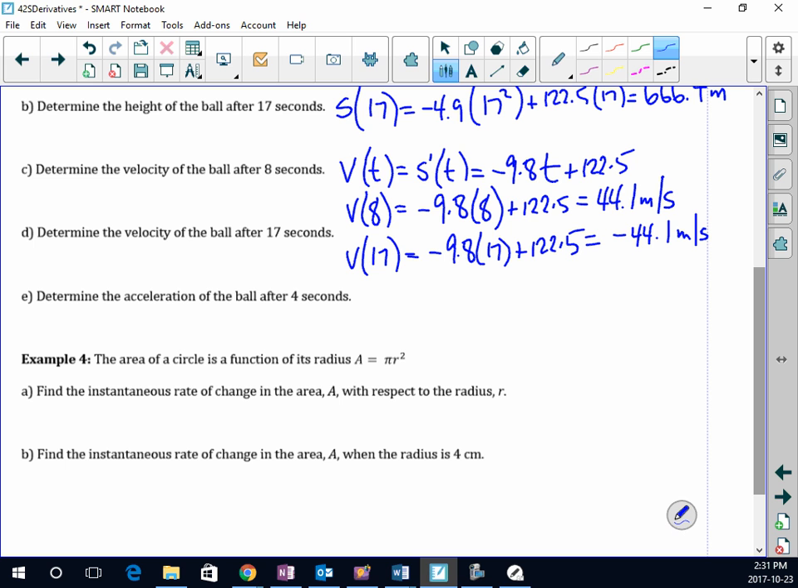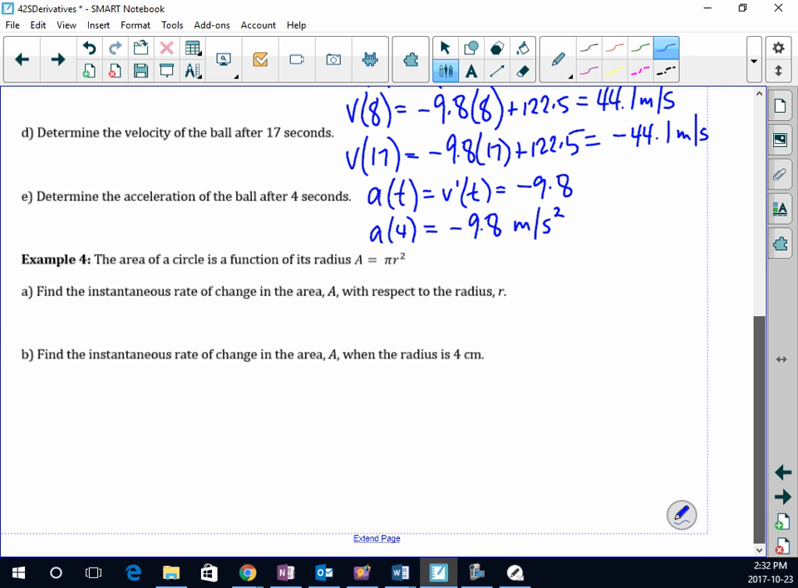So determine the acceleration of the ball after 4 seconds. What do we have to do to find A? You have to find another derivative. So that's going to be V prime of t. So what do I get there? Negative 9.8. Does that make sense to you that you would get negative 9.8? That's gravity. That's the only thing that's affecting it, right? Okay, so after 4 seconds, negative 9.8. What's the units for that, by the way? Meters per second squared.